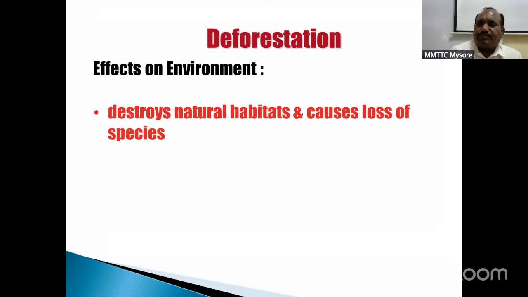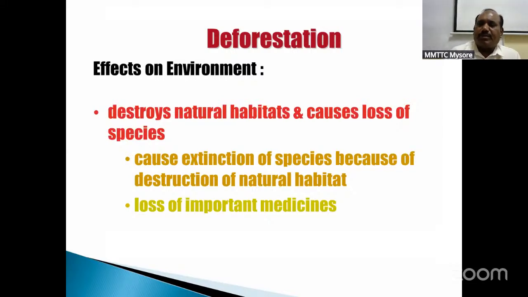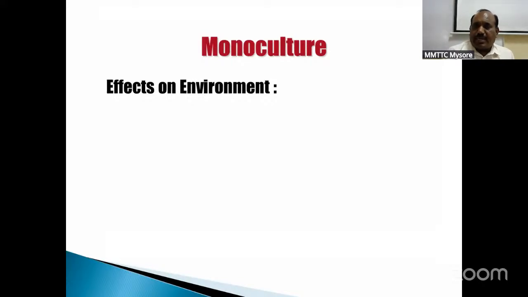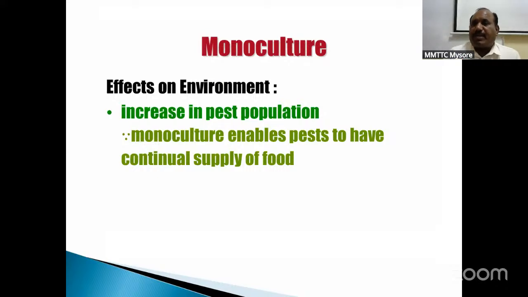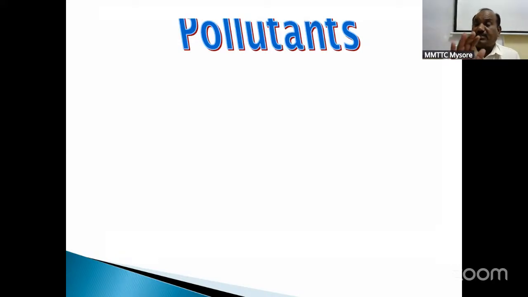Destroying the natural habitats causes loss of species and extinction of species because of destruction of natural habitat. There are a number of species that are going to be extinct or endangered, near endangered, or critically endangered, according to IUCN. There is also loss of important medicinal plants, and monoculture, which also affects the environment. Monoculture increases the pest population, because it enables the pest to have a continual supply of food, and it causes exhaustion of particular minerals, since the same type of plants draws particular minerals from the soil for a long time. That is the effect on the environment by human or anthropogenic pressure.